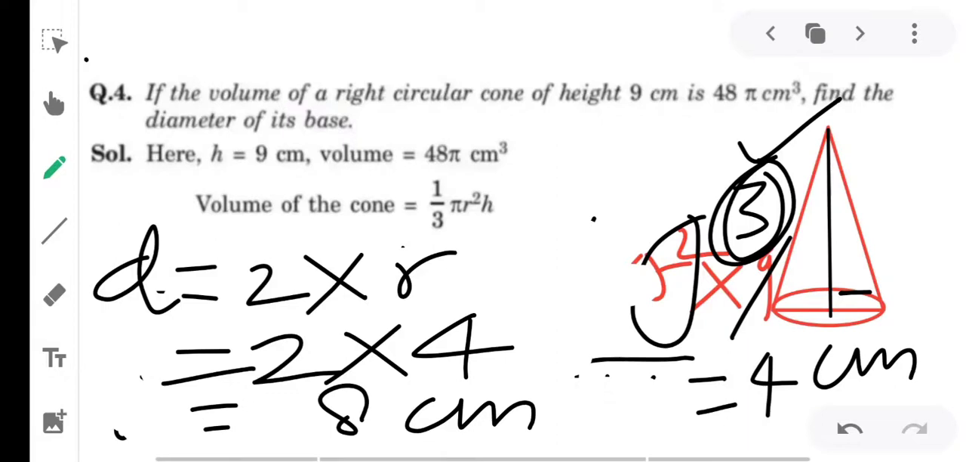Right, so just understand it. This chapter is very interesting, right, and it is very important as the examination point of view. So just keep watching, keep learning, and keep enjoying the mathematics.